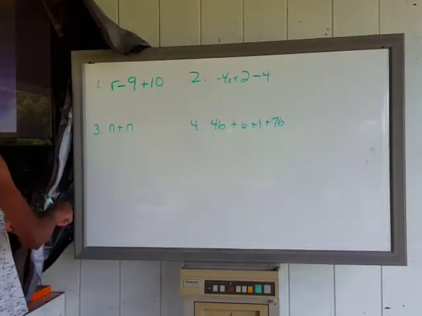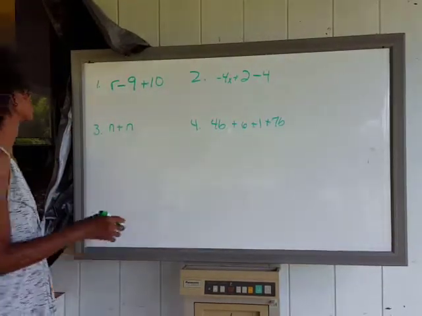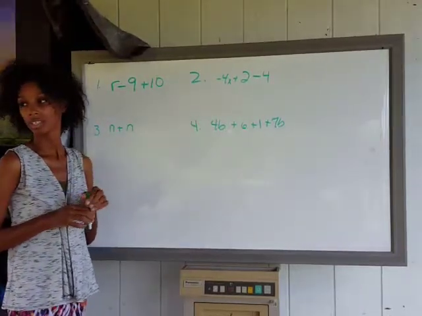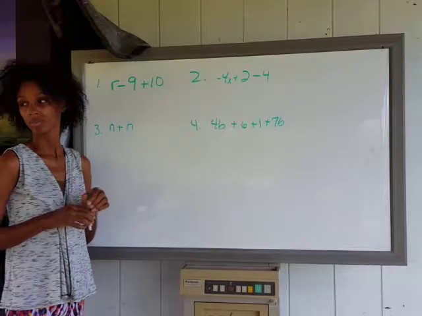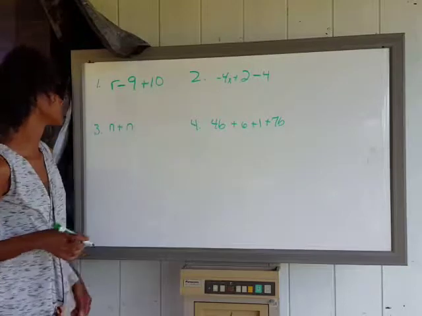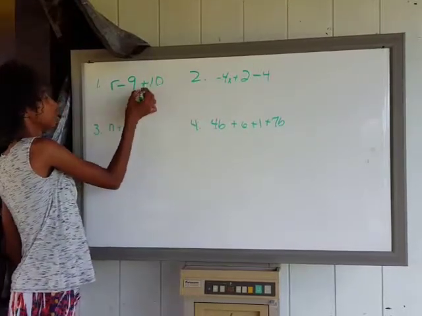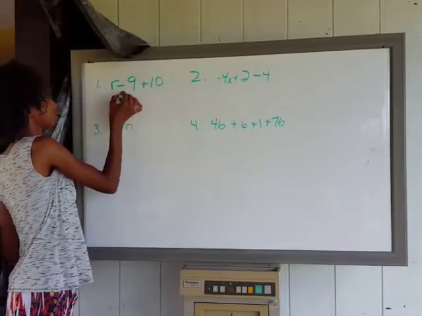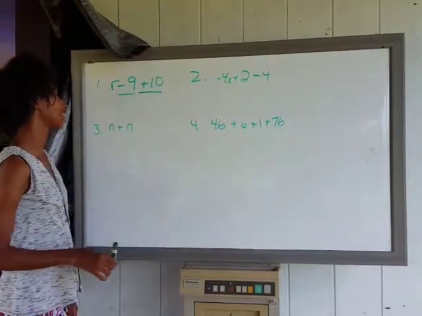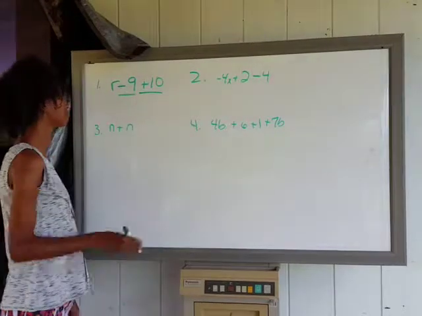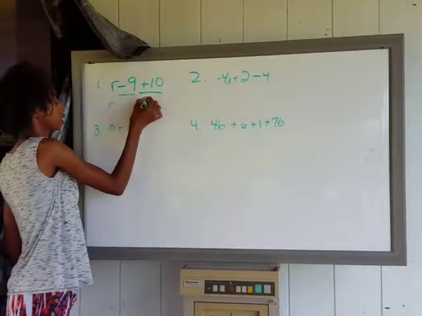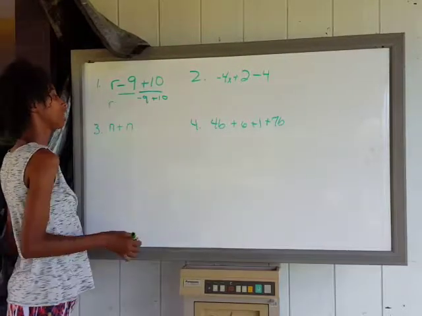Alright, so for the first one, where are the like terms? Remember we said before you want to keep the number with the sign that's in front of it. So this would be the negative 9 and positive 10 that are like terms, so neither one of them have variables. So then that would be negative 9 plus 10, which is positive 1.